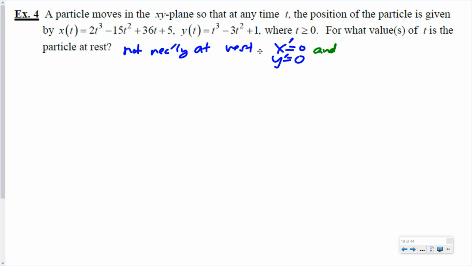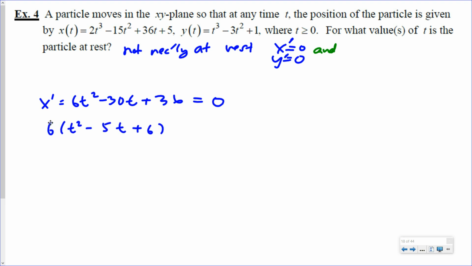All right, so let's figure out my x prime. X prime here is going to be 6t squared minus 30t plus 36. Okay? If I want this to be at rest, the velocity has to be what? 0. Okay? So I'm going to solve for the time here. Pull out your 6. And I'm going to solve here. And so all I'm doing is factoring. I'll get 6 times t minus 3 times t minus 2. And be very careful here, guys.